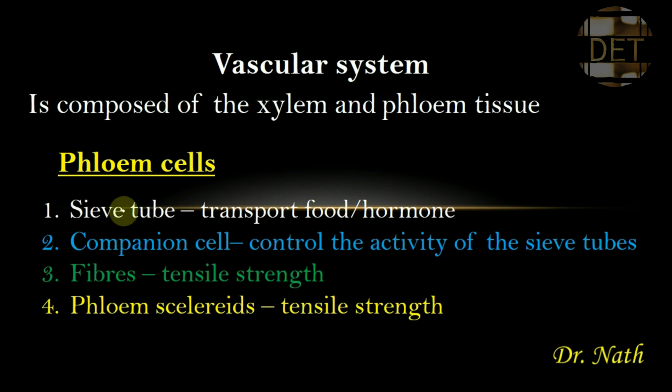Phloem tissue is made up of different cells that have different functions. The 4 cells are the sieve tube, companion cell, fibers, and the phloem sclerids. The sieve tube is the one that is actually responsible for the transport of food and hormone from the green parts of the plant to other parts of the plant, while the companion cell controls the activity of the sieve tube, that is, it assists the sieve tube in carrying out the transport of food and substances from the shoot to other parts of the plant. Then we have the fibers and the sclerids. Their main function is for tensile strength.